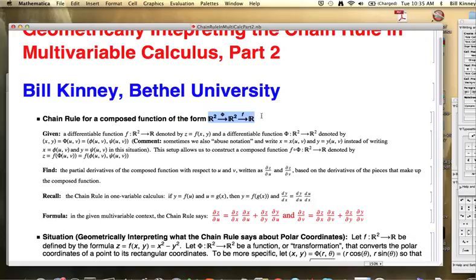First of all, what's the situation we're considering? We're considering a function that's made up of two functions being composed together, plugging one function into the other. In this case, the outer function is labeled f, and the inner function is labeled capital Phi. We're plugging capital Phi into f, as you see down here, which ultimately can be thought of in terms of the coordinate functions of capital Phi, which I'm calling little phi and little psi.